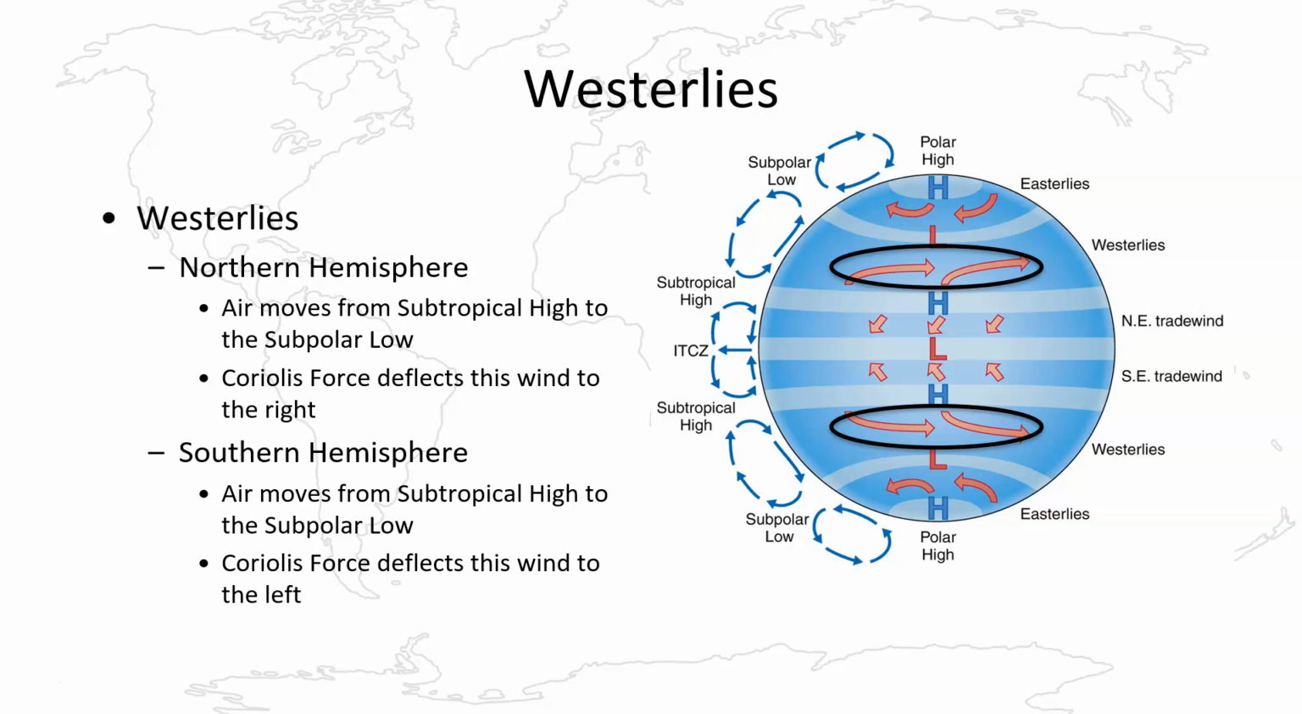What about in the southern hemisphere? Air is going to want to move from high pressure to low pressure, and relative to that motion, it's going to get deflected to the left. The key there being relative to motion. And so again, you still end up with these winds out of the west, or westerlies.